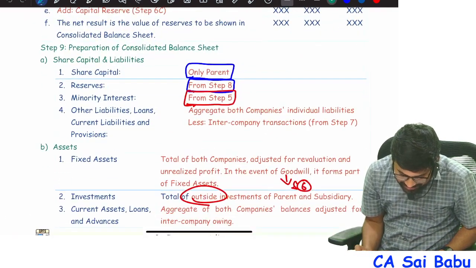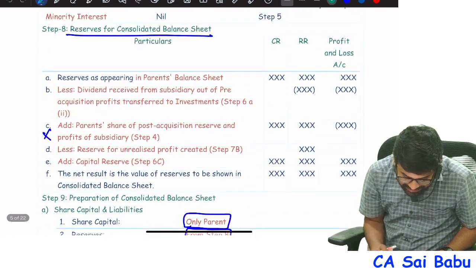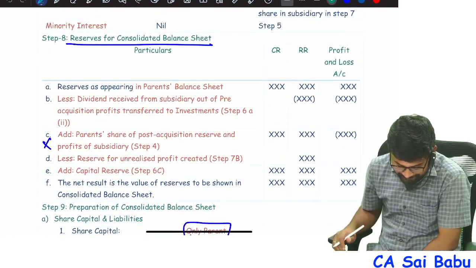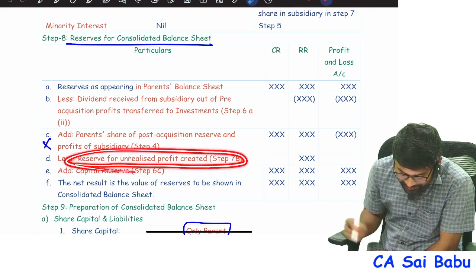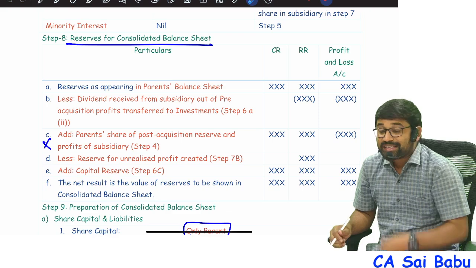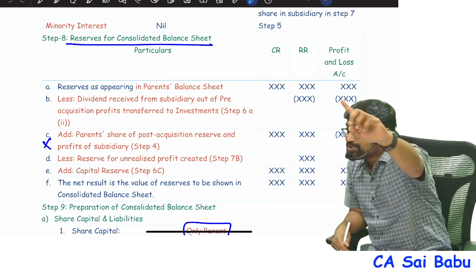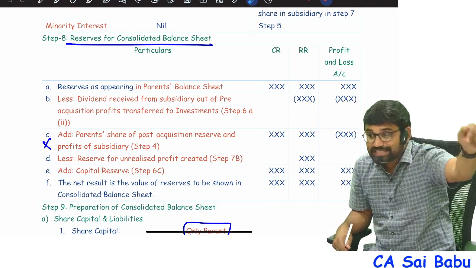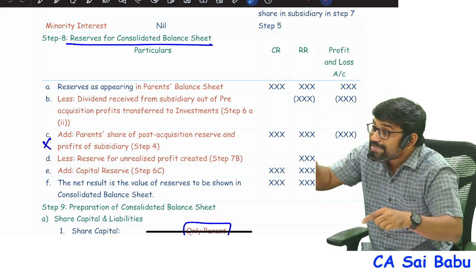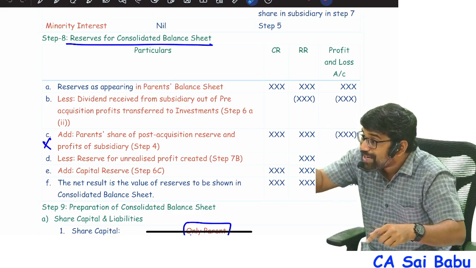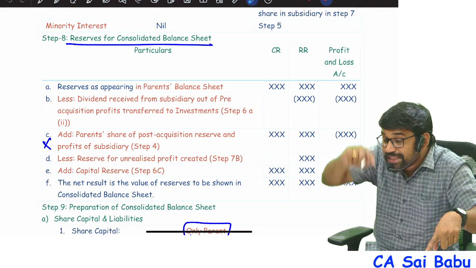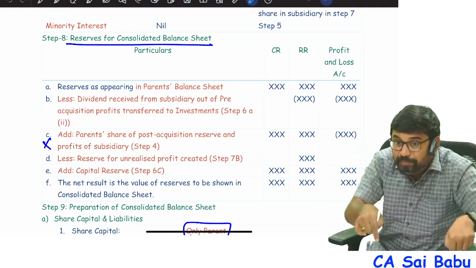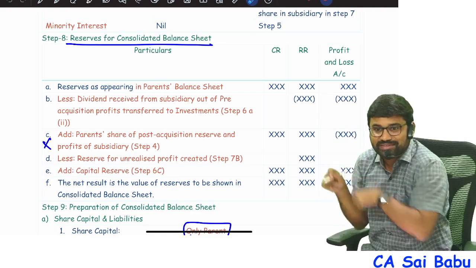See this. When you are preparing the consolidated balance sheet, in step number 8 you come to point D. What is point D? Reserve for unrealized profit created. Same point, sir. That means when the parent company sold goods to the subsidiary, the profit is there in the parent company, and 100% of the unrealized profit is eliminated from the parent company reserves. When the subsidiary sold goods to the parent company, in that unrealized profit, the parent company's share will be removed from the consolidated reserves.